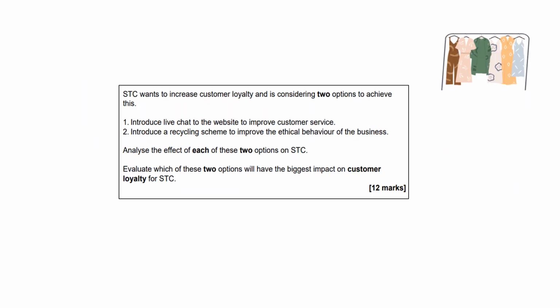So what we will do is we have 3 paragraphs. Our first paragraph is where we will analyze and evaluate the introduction of the live chat to the website. Second paragraph, we will analyze and evaluate the introduction of a recycling scheme. And finally, we will have our conclusion, our justified conclusion, where we choose an option and we justify it. And you will see other points as well that will be included in the conclusion.